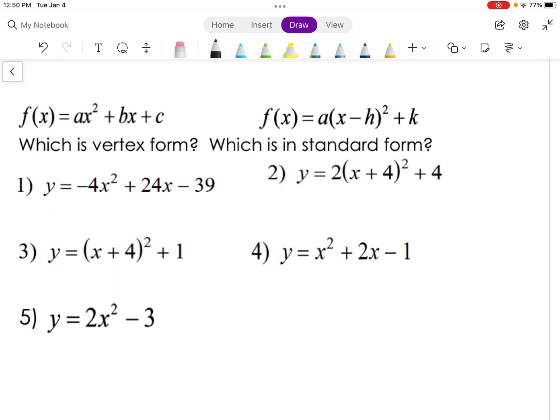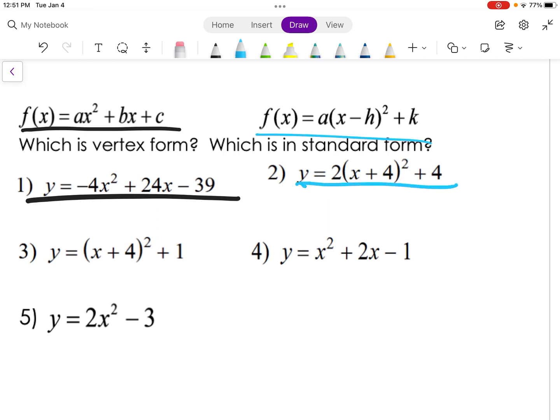So this first one, right? This one matches this one. Okay, this one is in standard form. This one is in vertex form, right? It matches that one. By the way, the vertex of that one is, you're going to go left 4 and up 4. So that's where my vertex is right there.